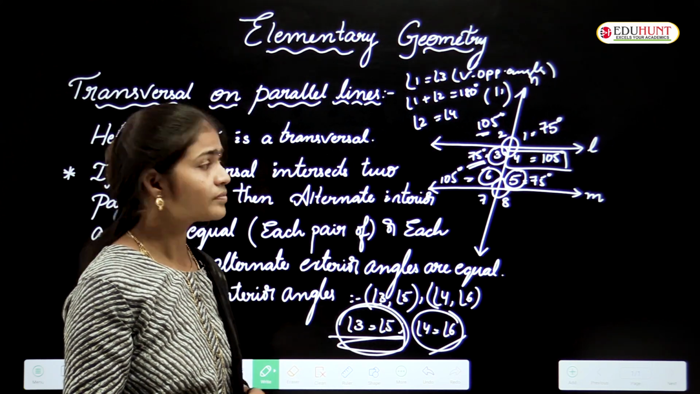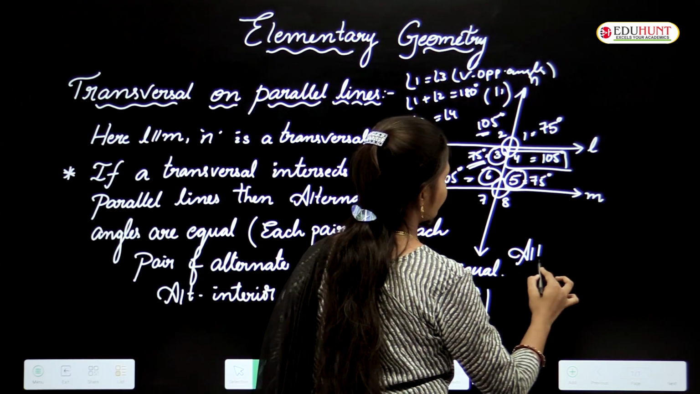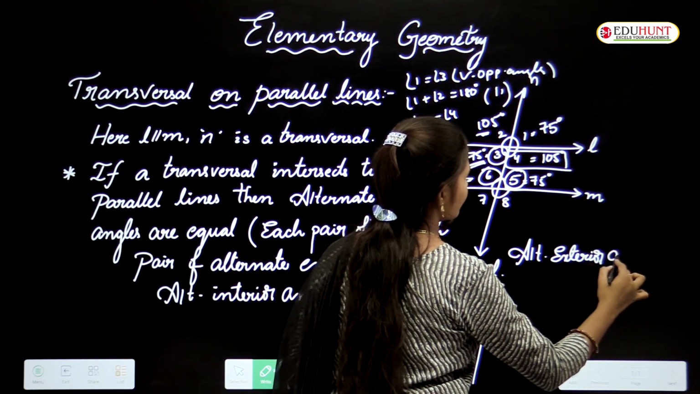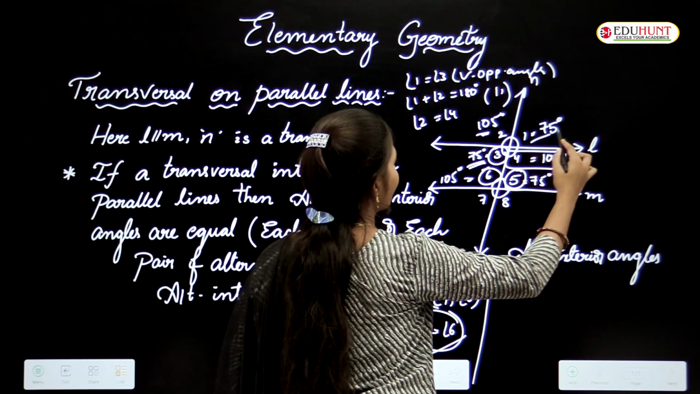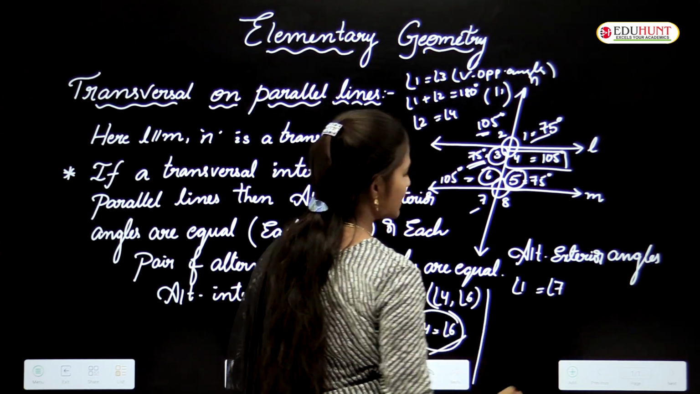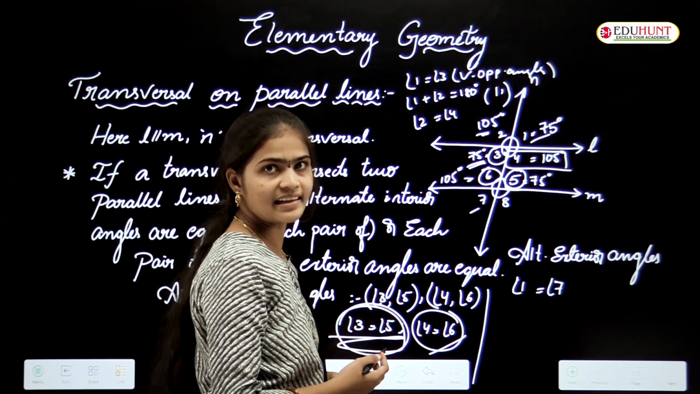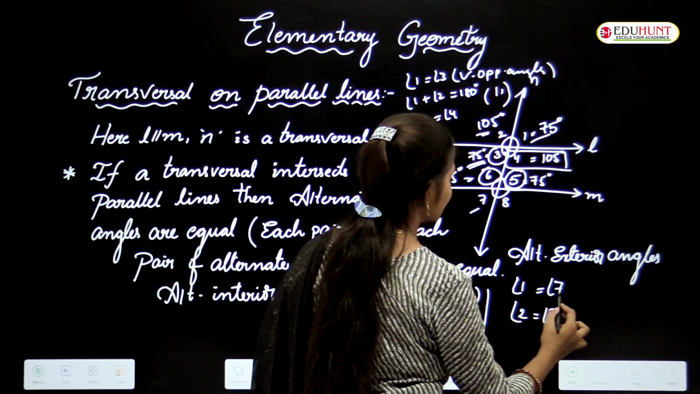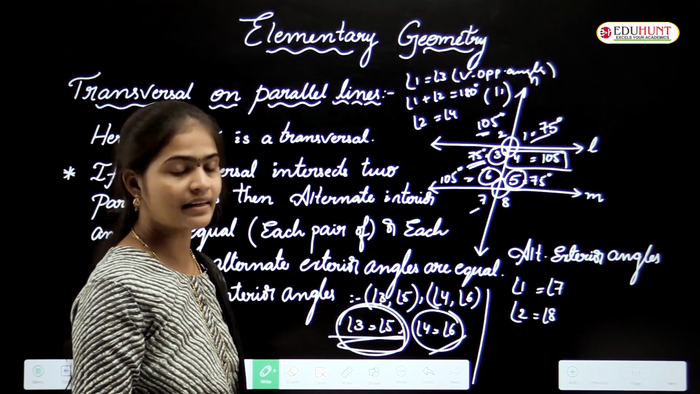Is it clear? Now come to the alternate exterior angles. Which pairs are alternate exterior angles? Angle 1 and angle 7. So angle 1 is equal to angle 7. That is the first pair of alternate exterior angles. Another pair is angle 2 and angle 8. Angle 2 is equal to angle 8. That is another pair, right?